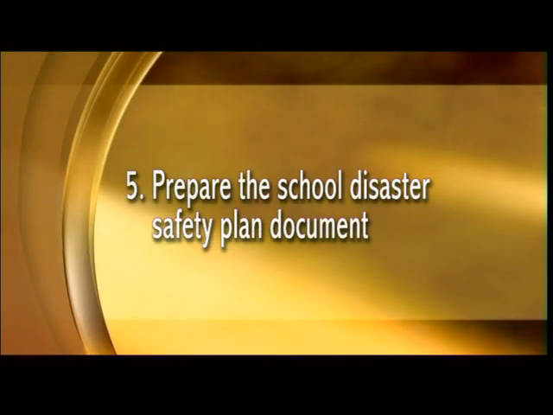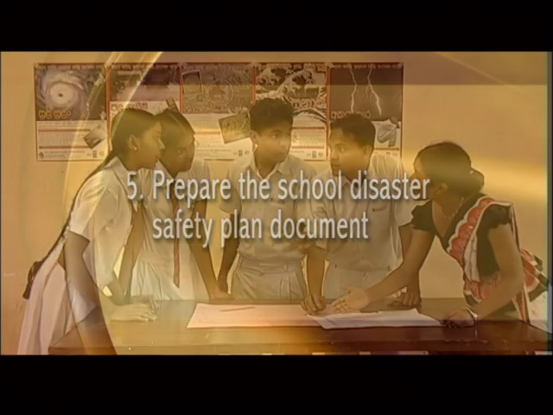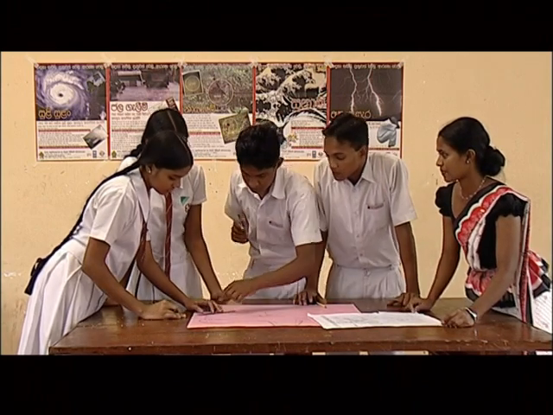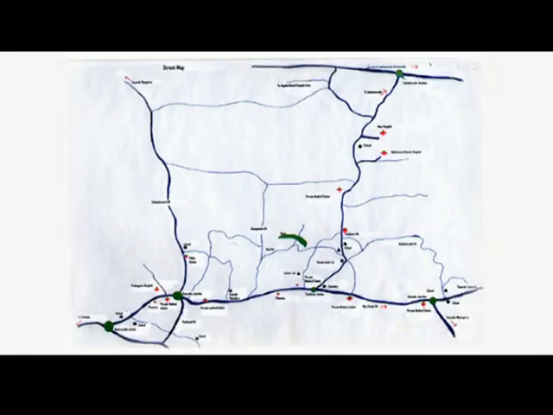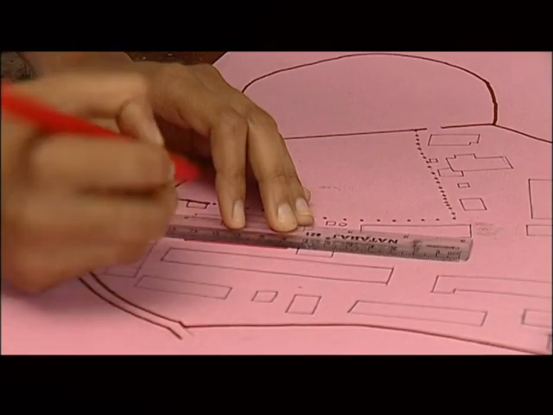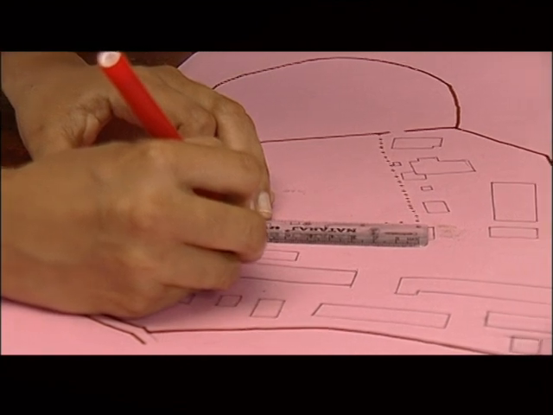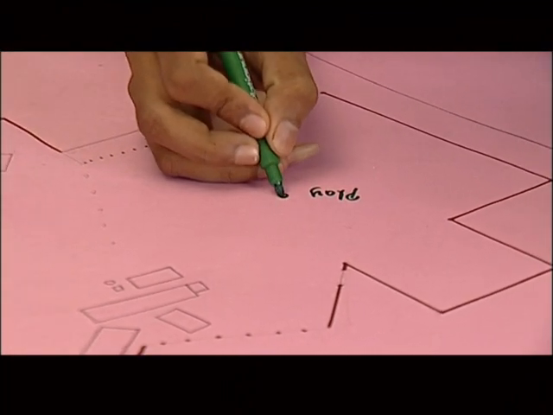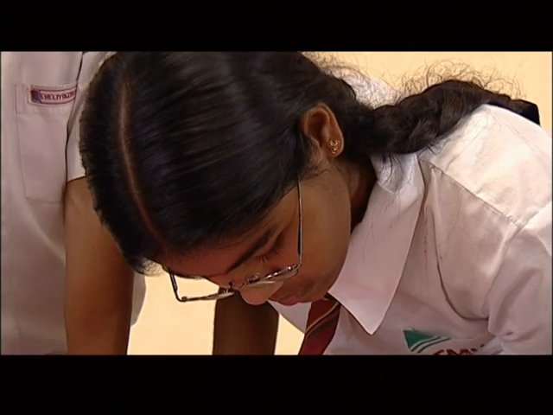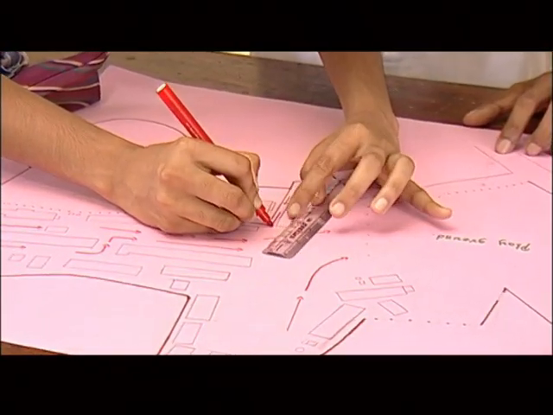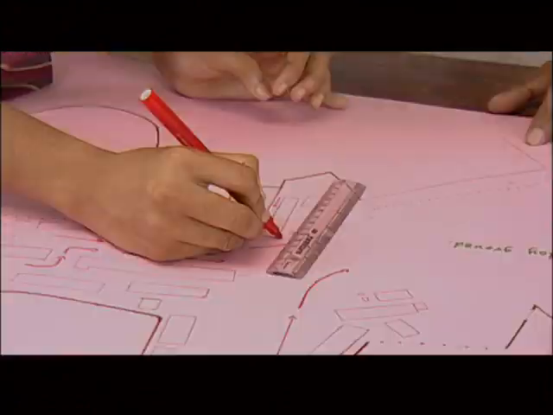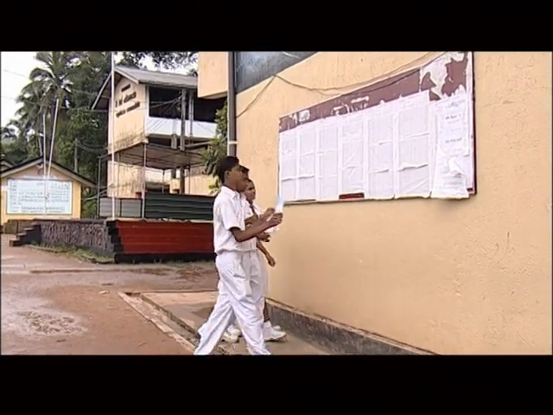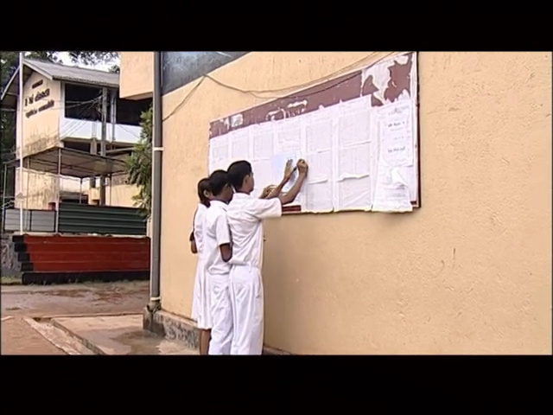Step 5. Prepare the school disaster safety plan document. The school map and the community map have to be drawn by the school teachers and students. The school map should include the evacuation paths and safe places for an emergency. Then, this map should be displayed at convenient places in the school premises. This can be in classrooms, notice boards, office room, and other places where children gather. Students can study the map on how to evacuate in case of an emergency.